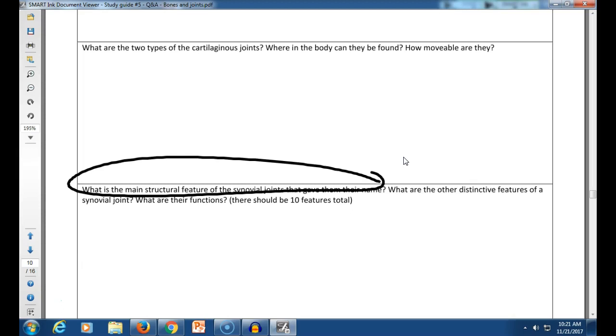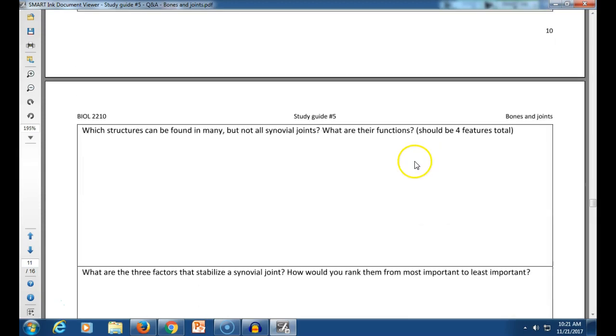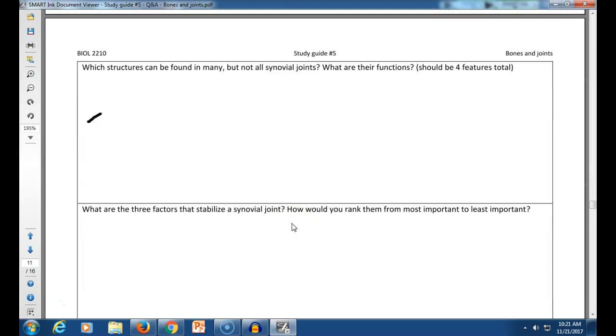Some synovial joints have fatty pads for cushioning. Some of them have bursae that work like bearings to reduce the friction between the ligaments or muscle tendons and the bone. And some of them have tendon sheaths. They're like really large bursae that surround tendons and also reduce friction. So we kind of got this one.